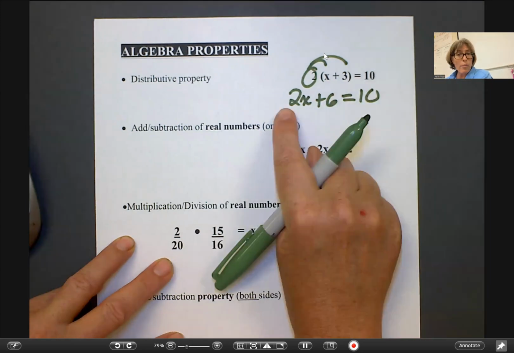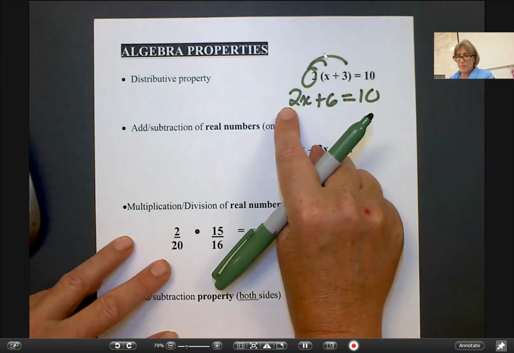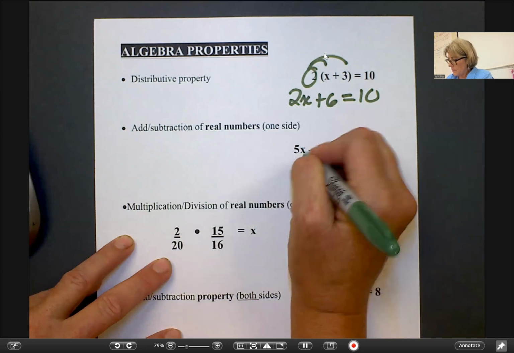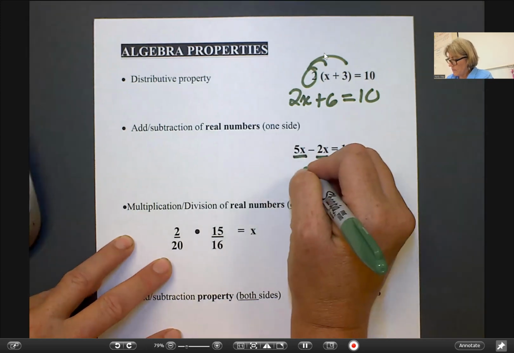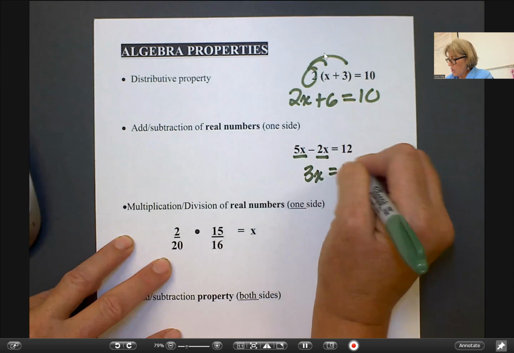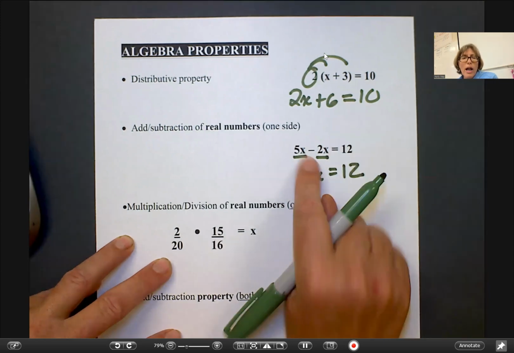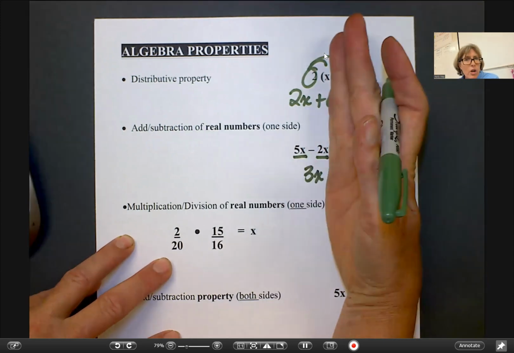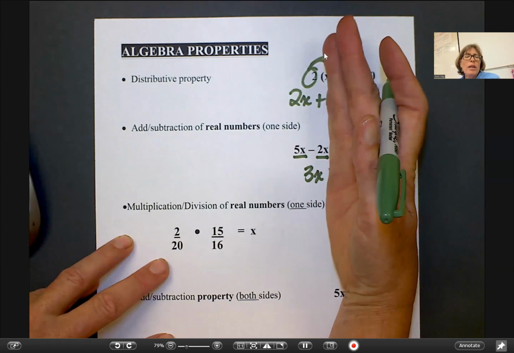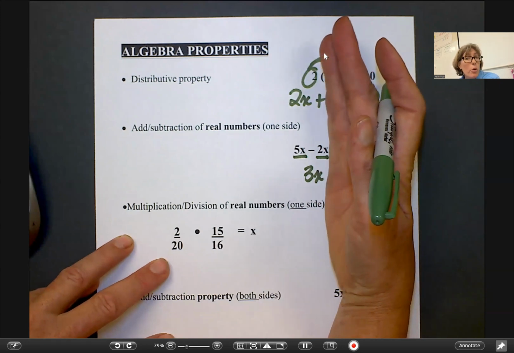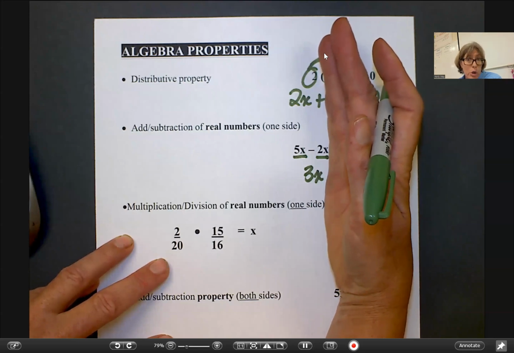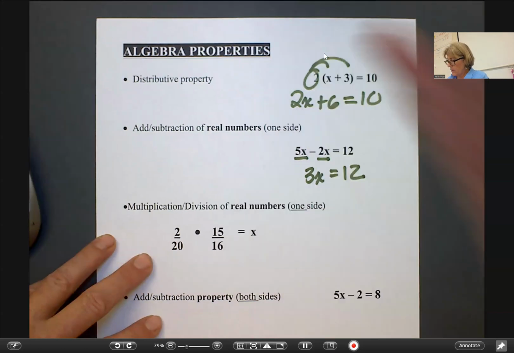Called the distributive property. Notice I add or subtract on one side of an equal sign. You guys know it as collect like terms. I'm going to require that you know this term. This is called addition and subtraction of real numbers. Adding or subtracting on one side.